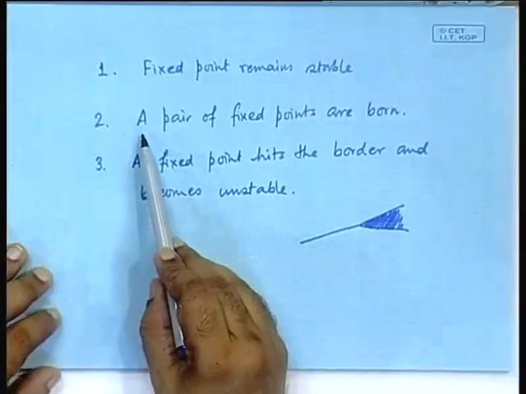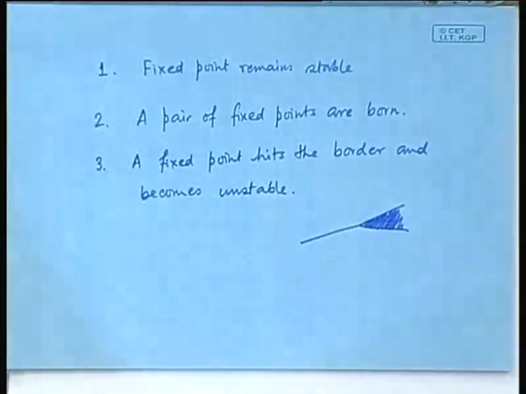We have seen that when a pair of fixed points are born, one can be unstable and another can be stable, a case which is reasonably well understood. Both could be unstable. If both are unstable, there is a possibility of having a chaotic orbit. Here also that happens.